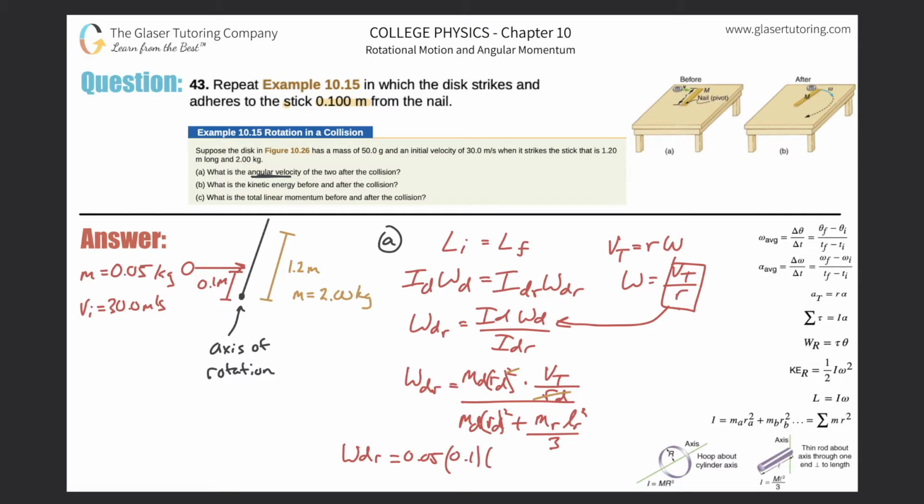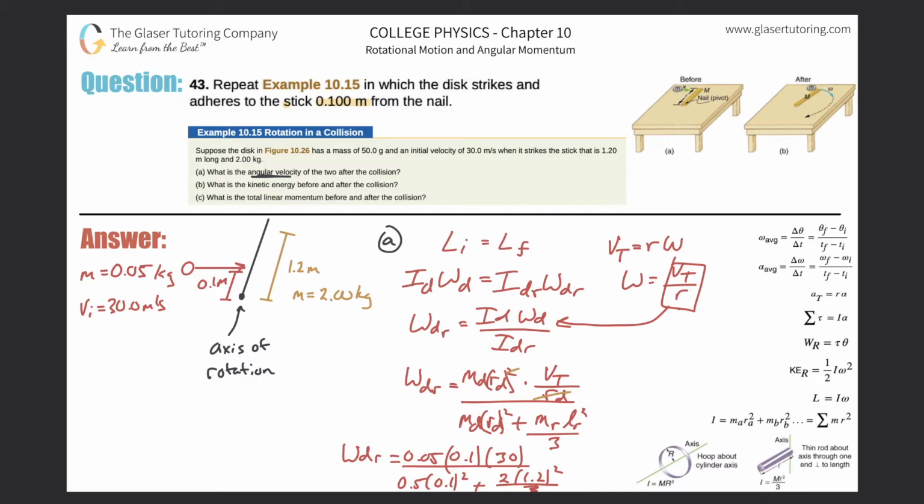All right, that's then multiplied by the tangential or the linear velocity, so that was 30. And this is now all divided by 0.5 times 0.1 squared plus the mass of the rod, so this is going to be 2 multiplied by 1.2 squared all over 3. I know I'm towards the bottom of the screen, but yeah, this problem is a doozy. So 0.05 times 0.1 times 30. And then divide that whole thing now by 0.5 times 0.1 squared plus 2 times 1.2 squared divided by 3.